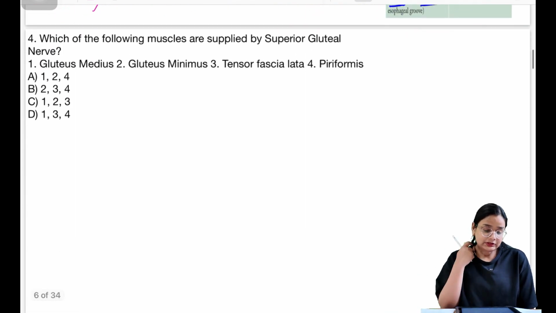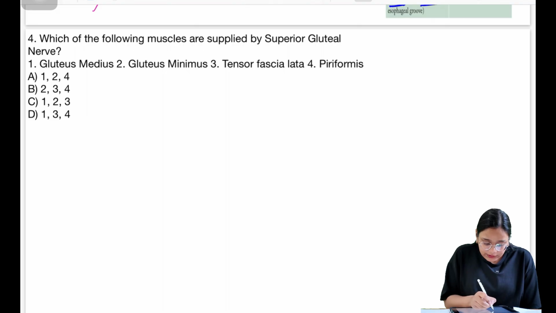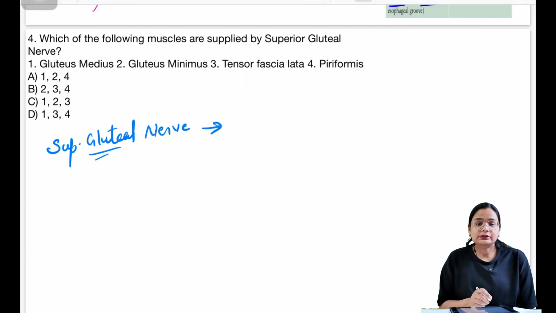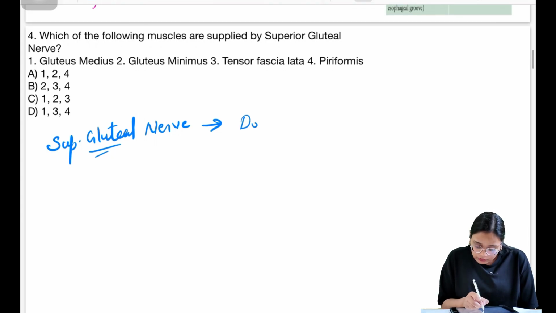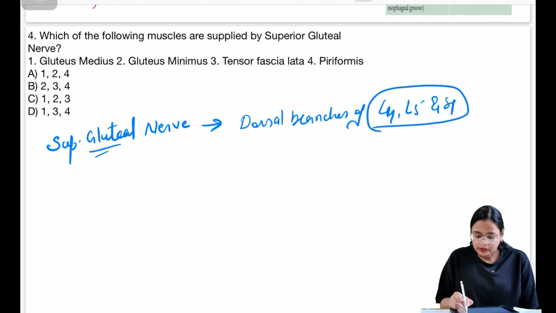Next is, which of the following muscles are supplied by the superior gluteal nerve? For the superior gluteal nerve you need to remember a few things: what will happen if any injury happens to the superior gluteal nerve, and from where it arises, what is the root value. This superior gluteal nerve arises from the dorsal branches of L4, L5 and S1. So the root value will be L4, L5 and S1.